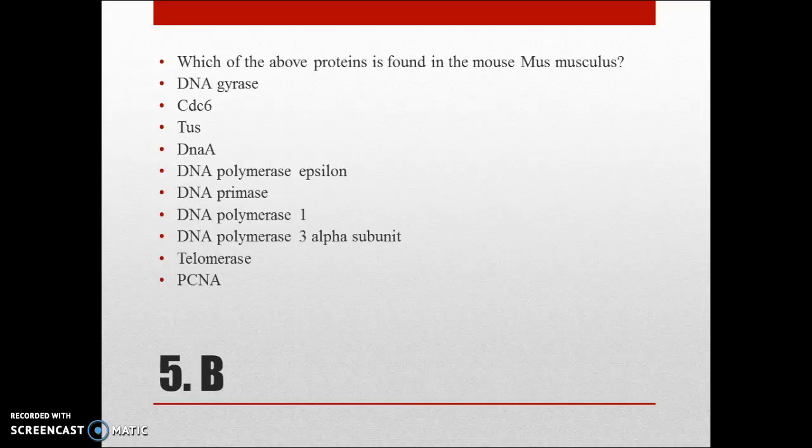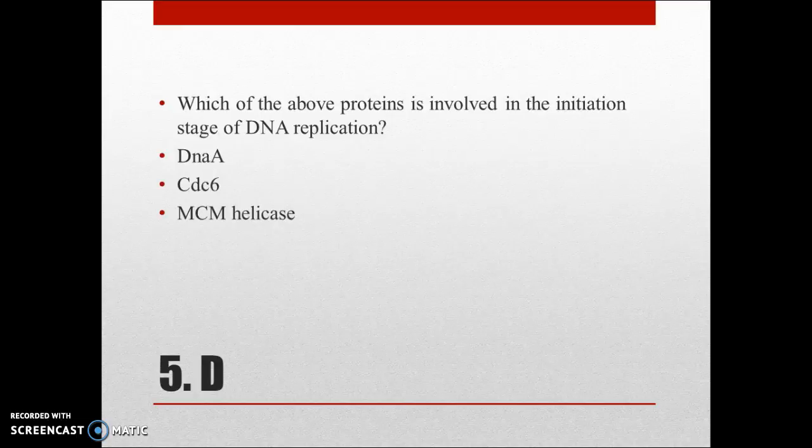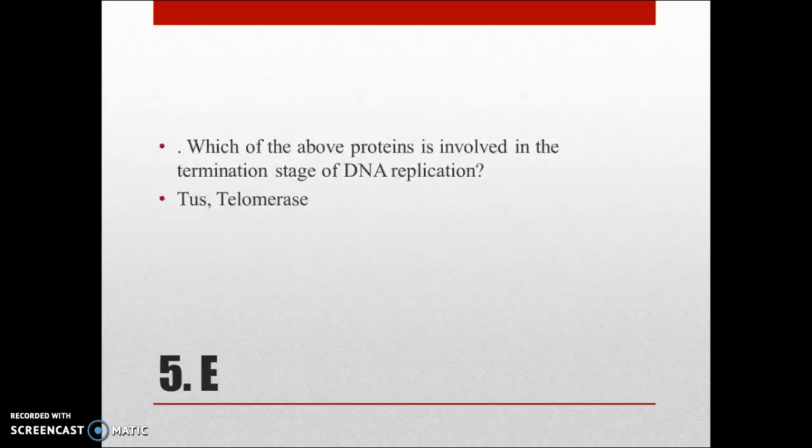So we have DNA gyrase, CDC6, Tus, DnaA, DNA polymerase epsilon, DNA primase, DNA polymerase 1, DNA polymerase 3 alpha subunit, telomerase, and PCNA. 5C. Which of the above proteins in that list is involved in chromosome compaction, and that is telomerase and Tus. 5D. Which of the above proteins is involved in the initiation stage of DNA replication, and so that's DnaA, CDC6, and MCM helicase. And 5E. Which of the above proteins is involved in the termination stage of DNA replication, and that is Tus and telomerase.